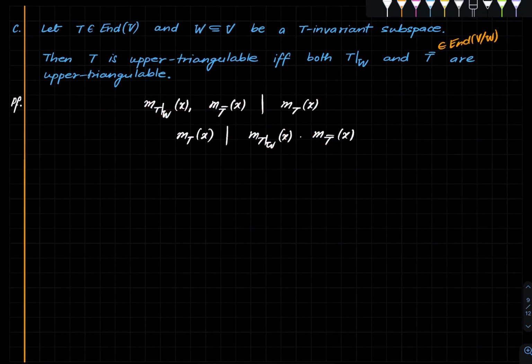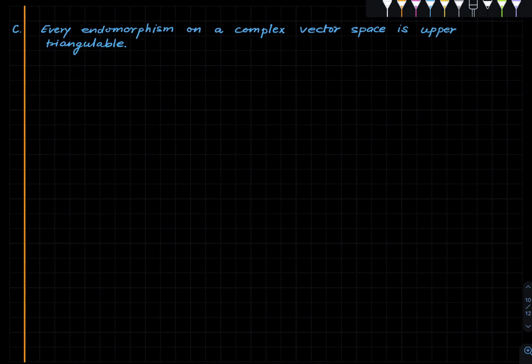So that's very nice. And this, the main theorem in particular, implies that every endomorphism on a complex vector space, again everything is finite dimensional, is upper triangulable, because by the fundamental theorem of algebra, every non-constant polynomial splits over the field of complex numbers. So that's very nice.